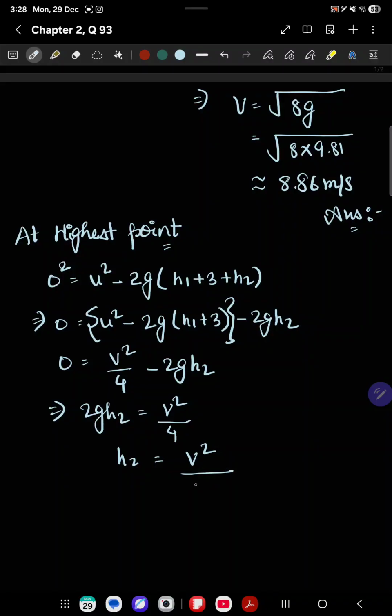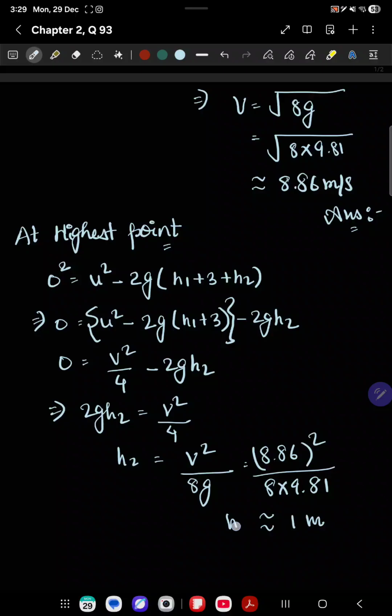So v value we have already found out, which is 8.86 square upon 8 into 9.81. So if we calculate it, we will get an approximate value of 1 meter. So the value of h2 will be approximately 1 meter, and this is our answer for the second part.